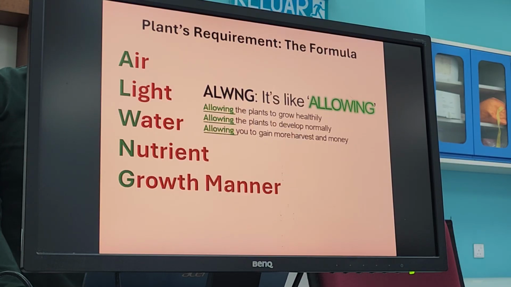Right. So 4 components will determine whether the plants are going to live or otherwise: air, light, water, nutrient, and growth manners. Meaning to say, if you fulfill these fundamental requirements for the plants, you can pretty much grow the plants anywhere, even in a cave, in the Milky Way galaxy far away, in some kind of random nebula. Doesn't matter. As long as the plants receive all of this, they don't care wherever the location they are growing in, right?